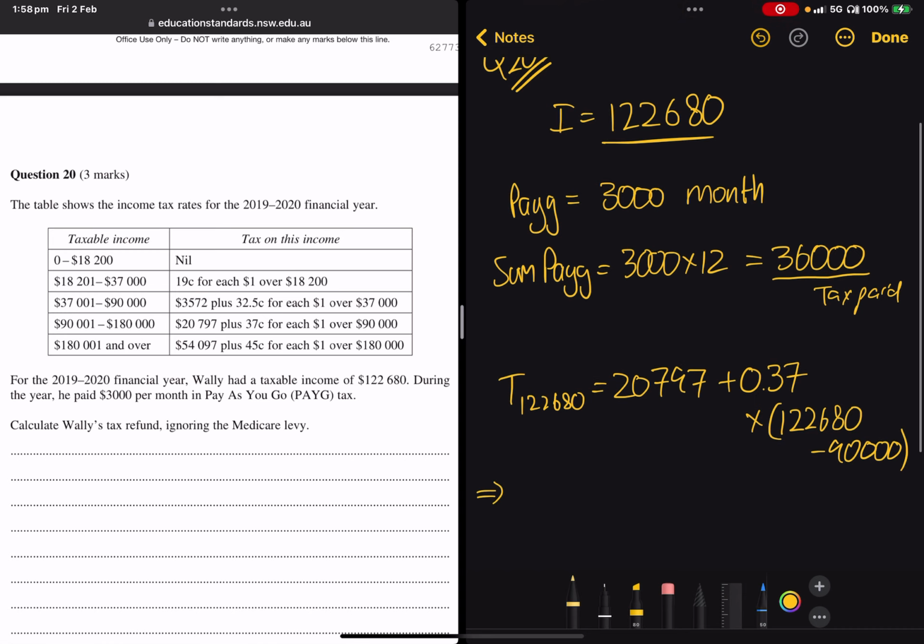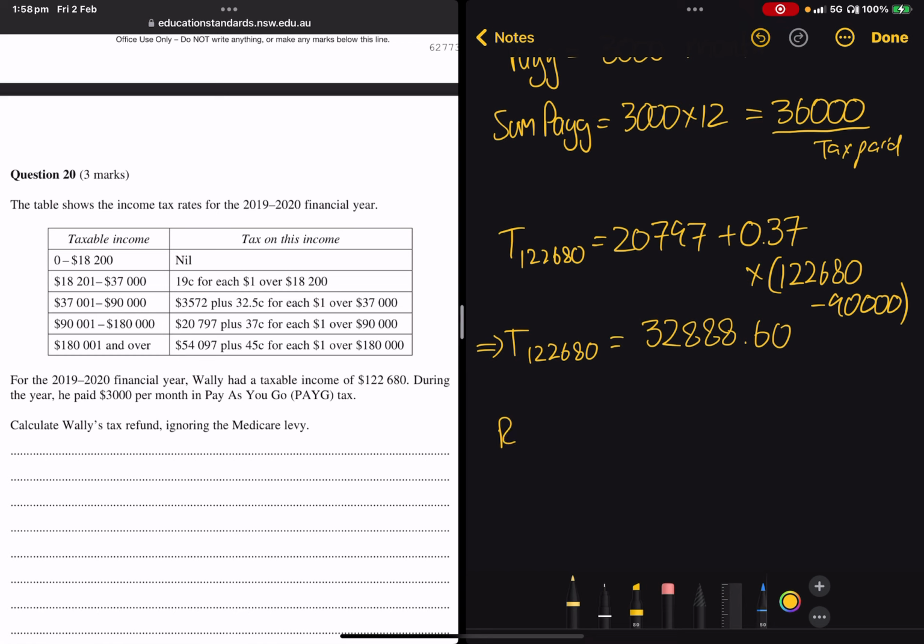So this is all going to go into the calculator, 122,680. In fact, if you were doing this in practice, you would be using a computer because you would be doing tax calculations either in spreadsheets if you're an accountant or on a web page if you are doing taxes yourself using the Australian Taxation Office's provided resources. But we can do this on a calculator. So when we put this all in, this gives us 32,888.60. He paid 36,000, so the refund will be the difference.